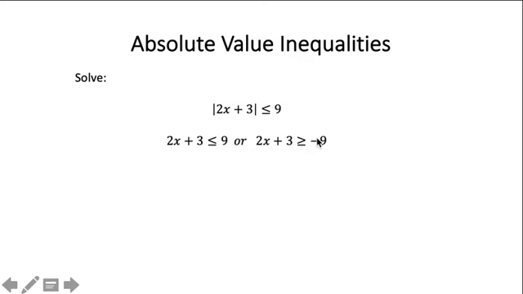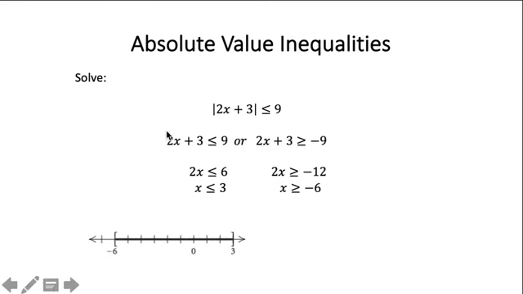And then we're going to solve each of those inequalities separately. We're going to solve the one on the left. 2x is less than or equal to 6, which means x is less than or equal to 3. And then we're going to solve the right-hand side. 2x is greater than or equal to negative 12, which means x is greater than or equal to negative 6. Now, these solutions are intervals. You're going to be asked in your homework to graph them and write them in interval notation.